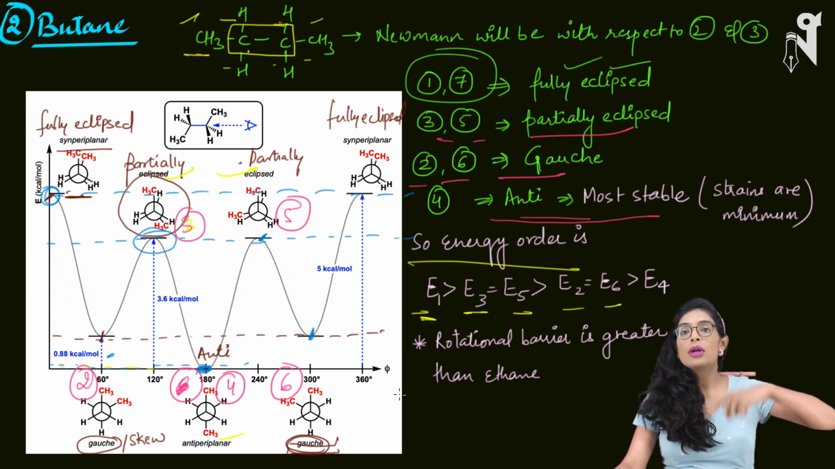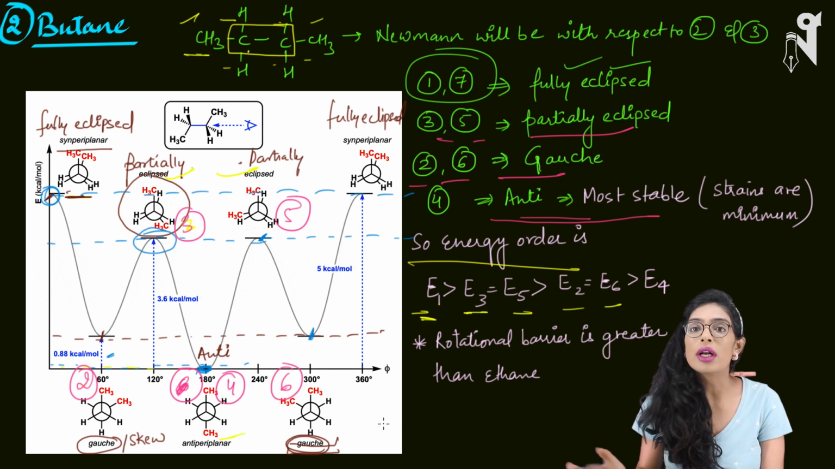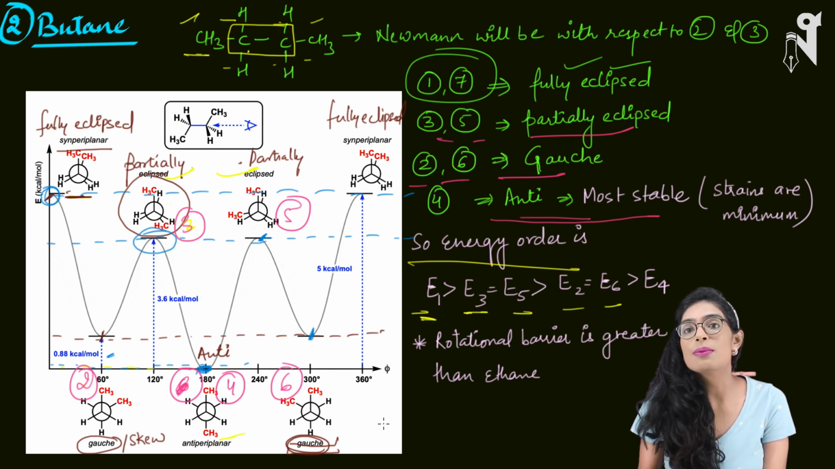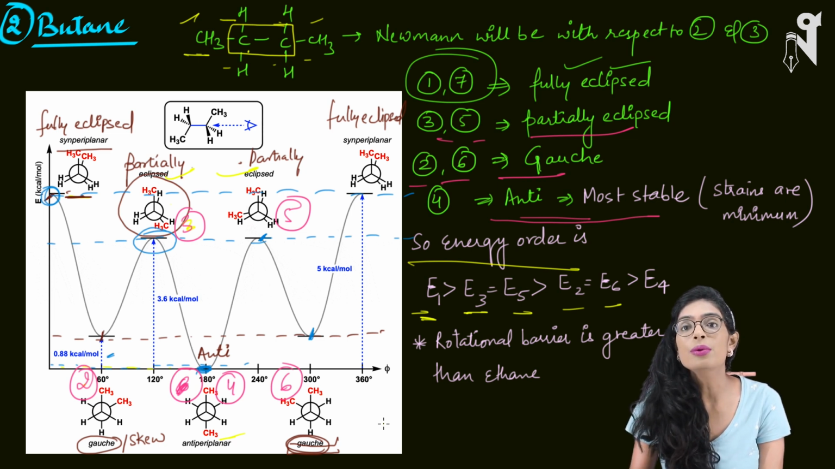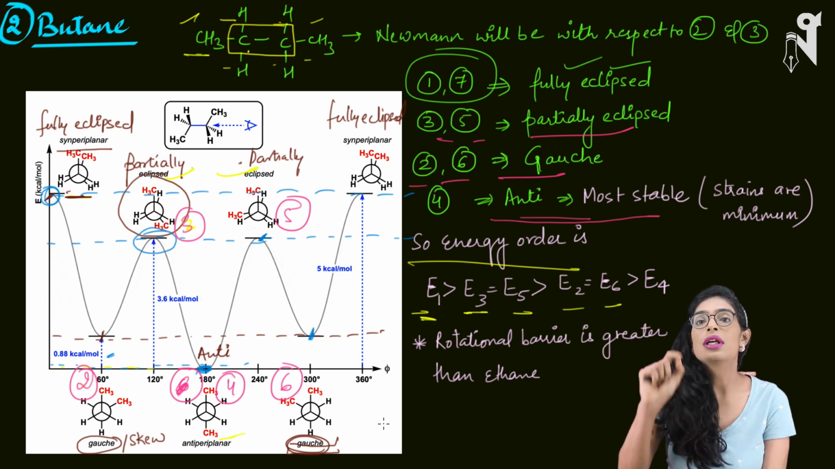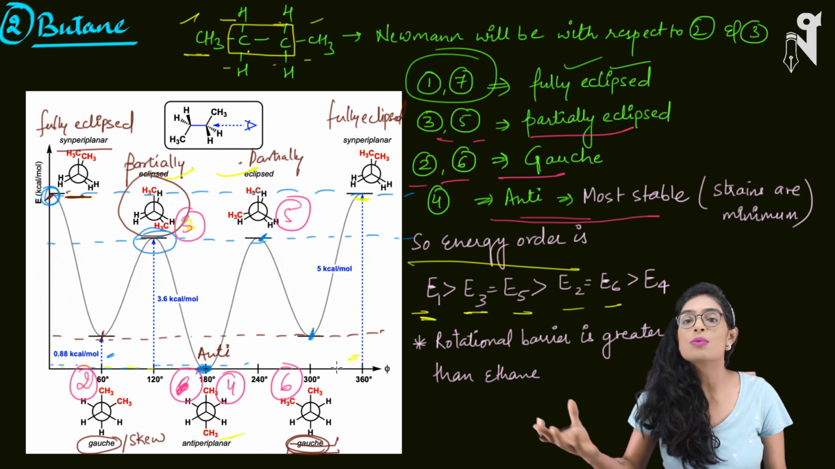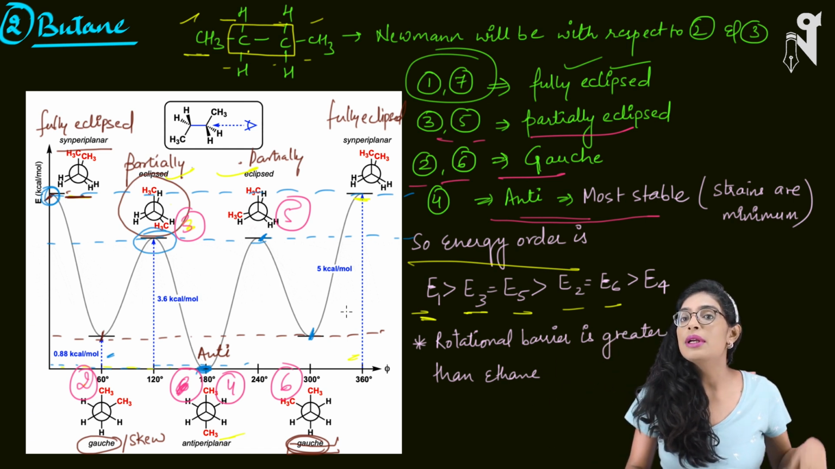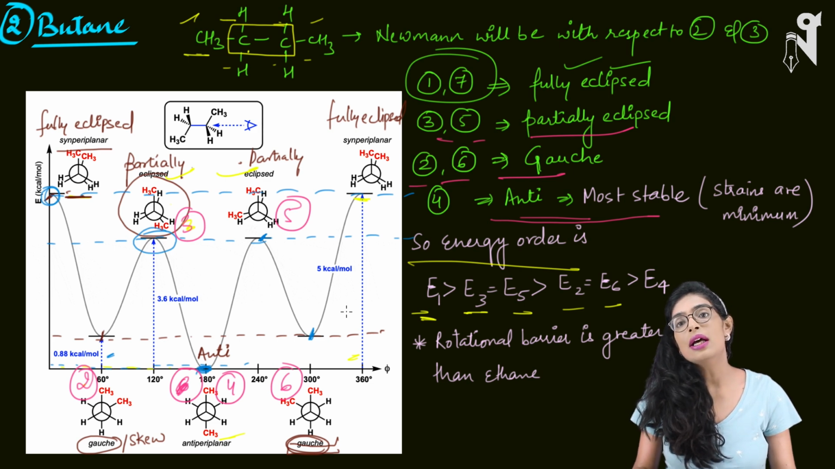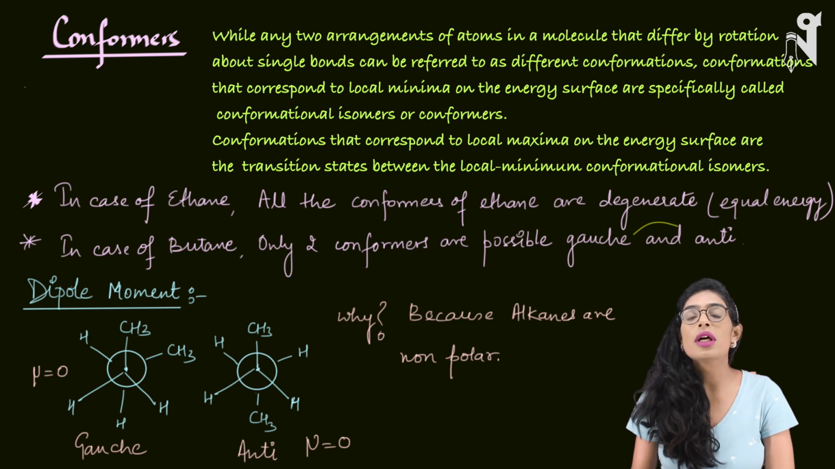Okay, here when you talk about the energy required for conversion from one form to another, or the energy barrier or rotational energy barrier, that this is greater in case of butane as compared to ethane. So in ethane it was 3 kilocalories per mole. Here you can see the total difference is 5 kilocalories per mole, but still it is not as much that you have to supply external energy, and it can be easily taken from the environment, and hence again these are non-isolable.